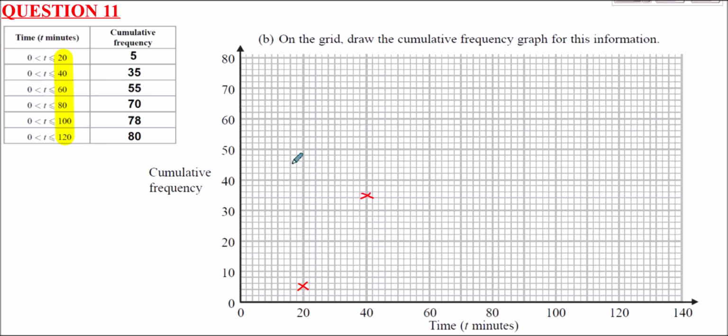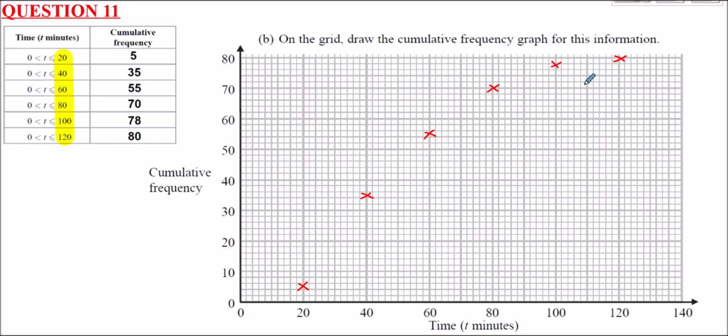60 along, 55 up takes us to approximately there. 80 along, 70 up is here. 100 along, 78 up would be this one here. And the last one, 120 and 80, we've got that one.